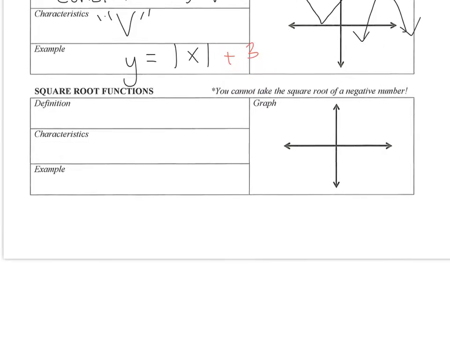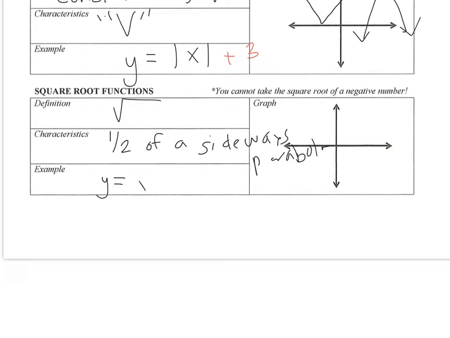And then a square root function looks like half of a parabola. So it has a square root in it, and it looks like half of a sideways parabola. So an example would be y equals the square root of x plus 4.